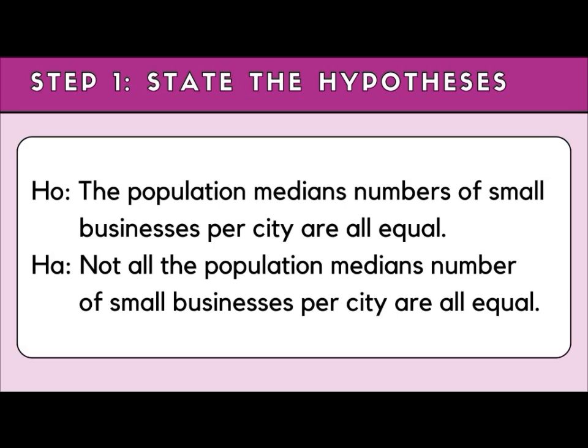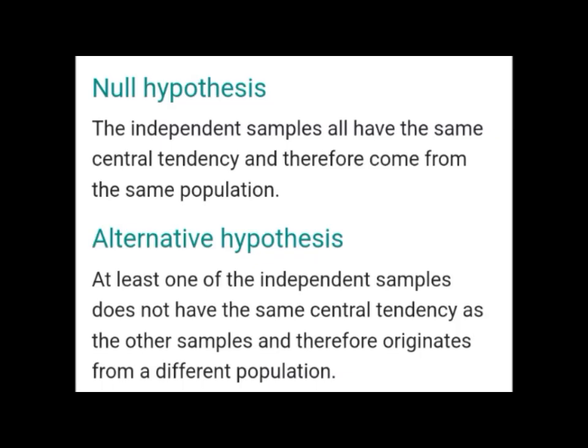Why? Because according to the definition, in the null hypothesis, the independent samples all have the same central tendency and therefore came from the same population. While in the alternative hypothesis, at least one of the independent samples does not have the same central tendency as the other samples and therefore originates from a different population. So the null hypothesis says all the samples are equal, but in the alternative hypothesis, at least one is not equal.